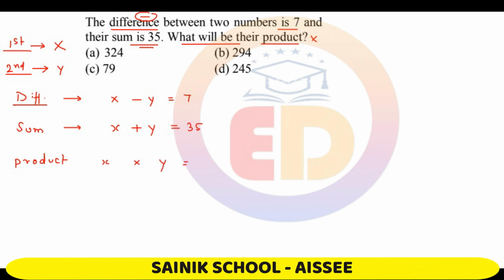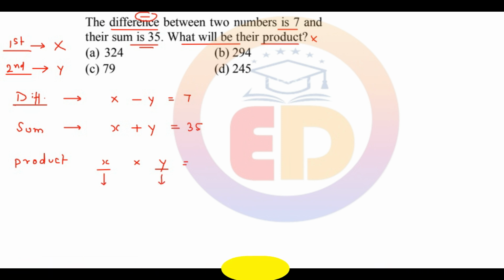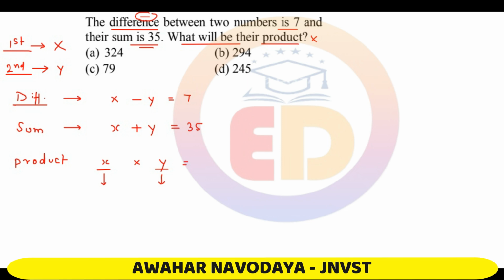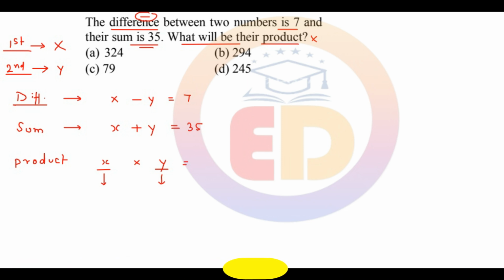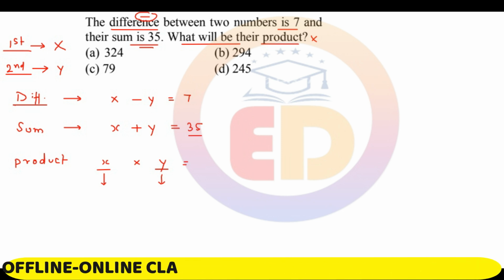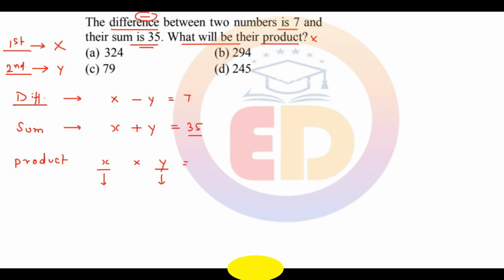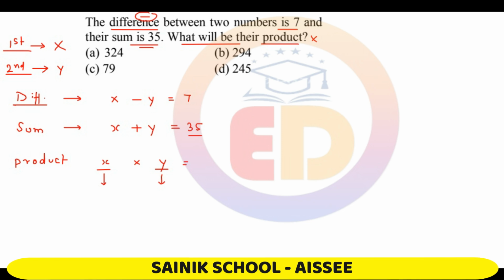Now if you want to find out the product of x and y, first of all we should know the value of x and the value of y. Let us find out the value of x and y when the difference of x and y is given as 7 and the sum of x and y is given as 35. Everybody, this is going to be a very very important question, not only here but later on in further topics like time, speed, distance, boats and streams also.